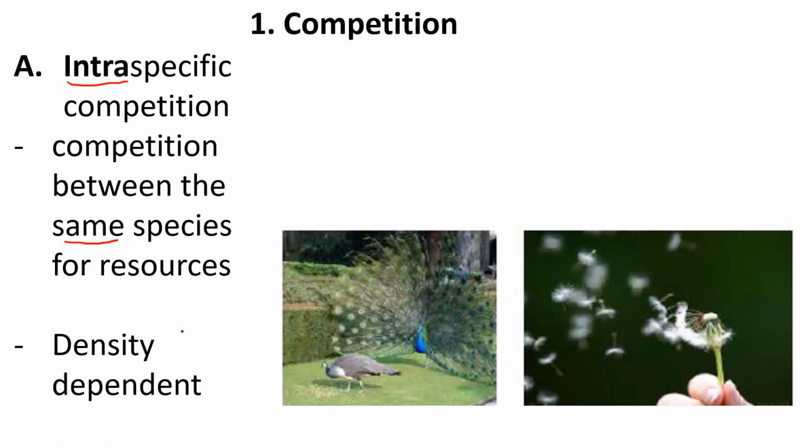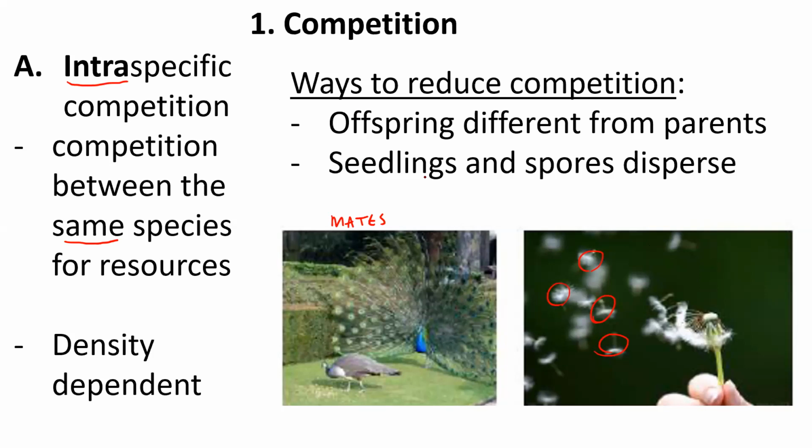So for example, and these are density dependent resources, and one of those would be mates. So this male peacock strutting its stuff would be in competition for a mate. Okay. Now this is quite interesting here. These are each going to be seeds. They're going to be in competition with each other. So to reduce the competition, seedlings can disperse.